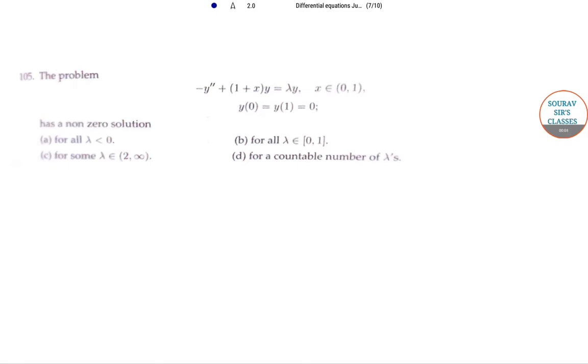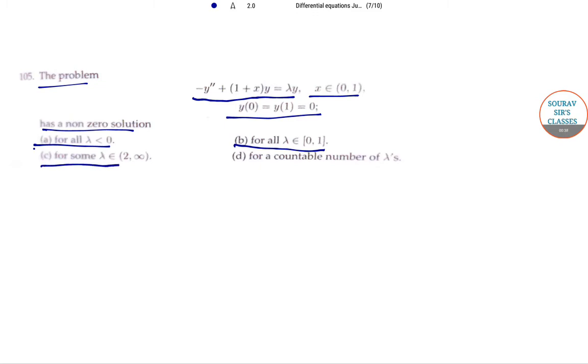Today we are going to solve a few questions on differential equations. The problem is: -y'' + (1 + x)y = λy, where x belongs to the open interval (0, 1) and y(0) = y(1) = 0 has a non-zero solution. Then option A: for all λ less than 0; option B: for all λ belonging to the closed interval [0, 1]; option C: for some λ belonging to the closed interval [2, ∞); and option D: for a countable number of λs.